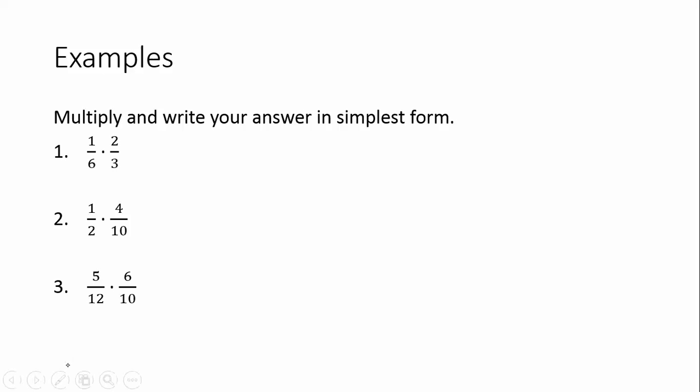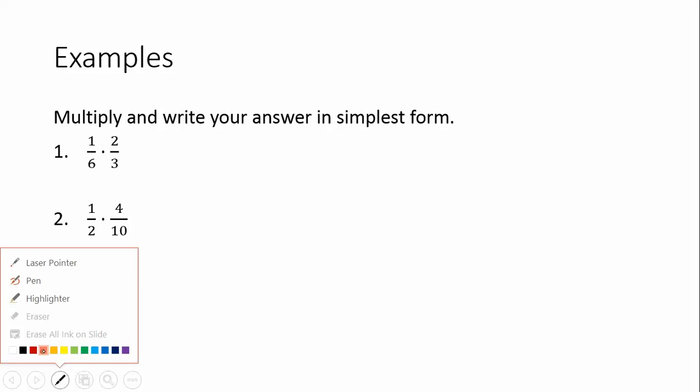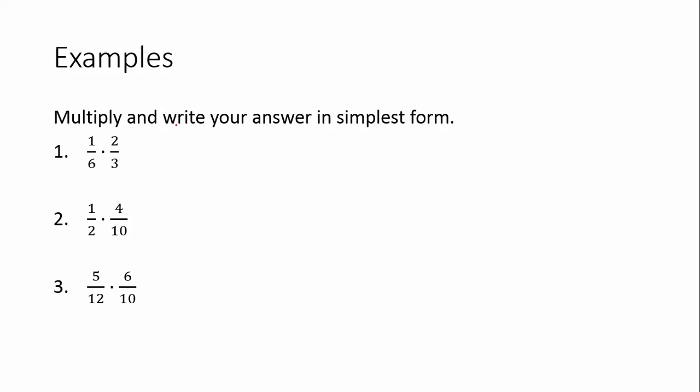So in example 1, we have 1/6 times 2/3. So we multiply across the top, 2 times 1, and across the bottom, 6 times 3. So that gives us 2 over 18. But this is not simplest form because both of these numbers are even. That means that they're both divisible by 2. So we need to divide the top and the bottom by 2 to get our simplest form answer of 1 over 9.